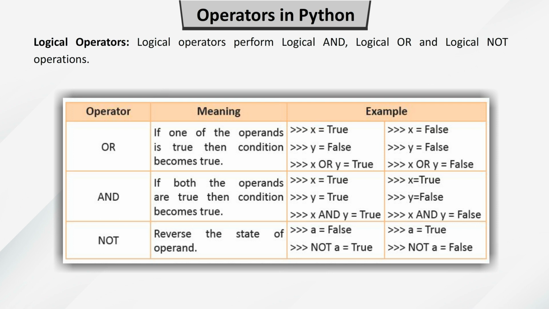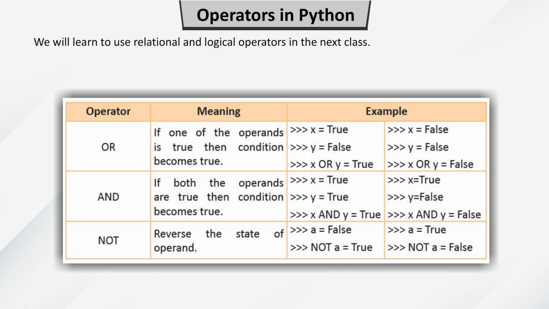Not: reverse the state of the operand. A is equal to false, not A is equal to true. A is equal to true, not A is equal to false. We will learn to use relational and logical operators in the next class.